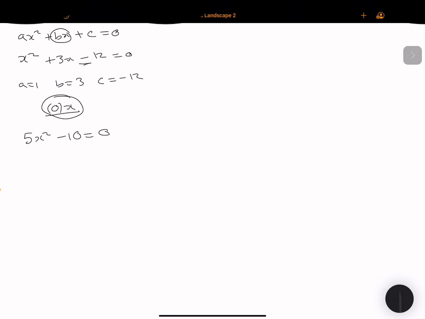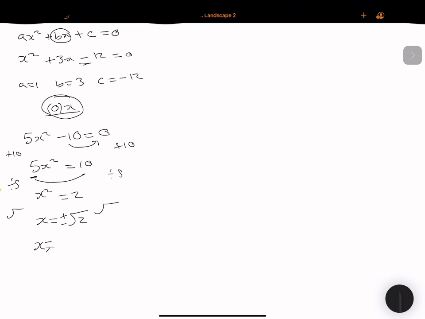So here we're going to solve, so we're going to add 10 to both sides to change that to the other side. So we're going to do 5x squared equals 10. Now we're going to divide by 5 on both sides to move that over to the other side. So I'm going to get x squared equals 2. And then finally we're going to square root both sides to get x to equal plus or minus square root 2. So therefore x equals root 2 or minus root 2.